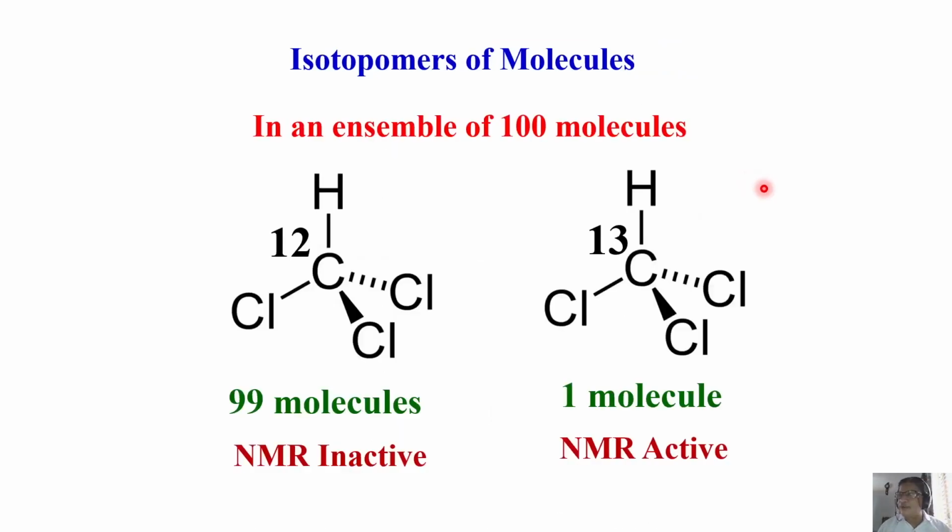Now I'll introduce a word called isotopomers of molecules. This you would have come across in chemistry. I don't have to explain it to you. I'll take the example of CHCl3, chloroform.